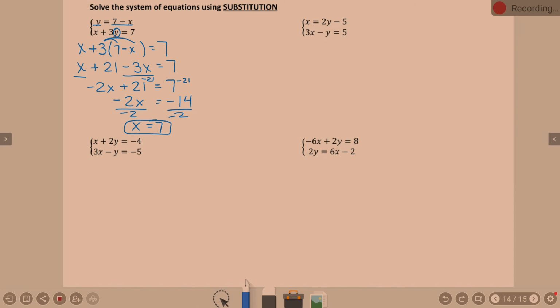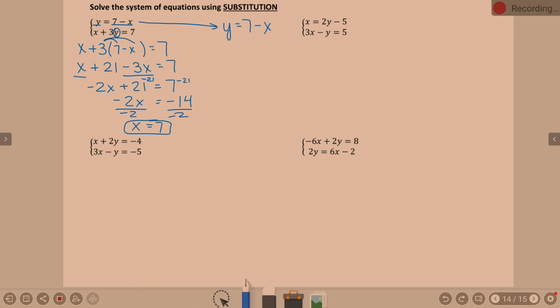Now, practice. Where are we going to plug this 7 back into? X, the top one. It's 7, 0. Officially, pick whichever equation looks better to you. The bottom one, the top one. To me, the top one.